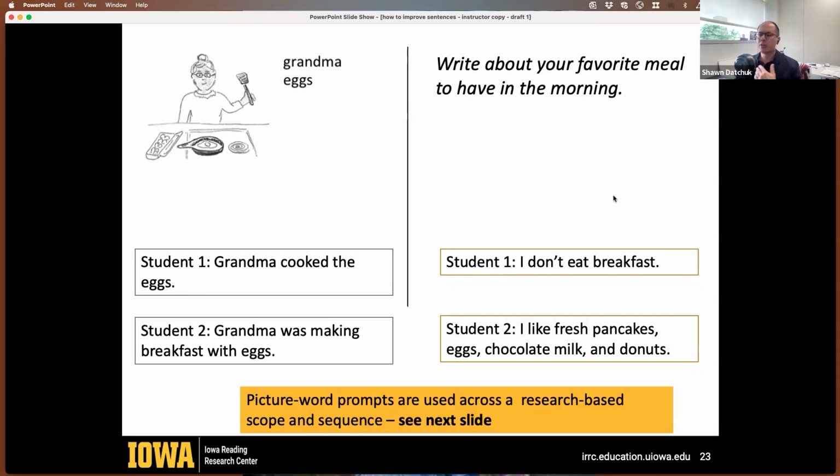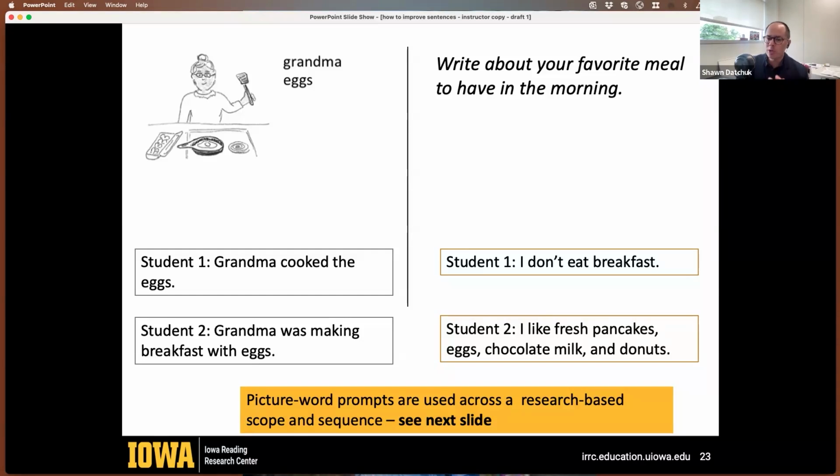Now let's take a look at this other prompt. And there's nothing wrong with this other prompt. This can be a great way to generate ideas. "Write about your favorite meal to have in the morning." So student one could write, "I don't eat breakfast." Student two could write, "I like fresh pancakes, eggs, chocolate milk, donuts." This again is a great way to generate ideas. We want students to make connections to their personal lives.